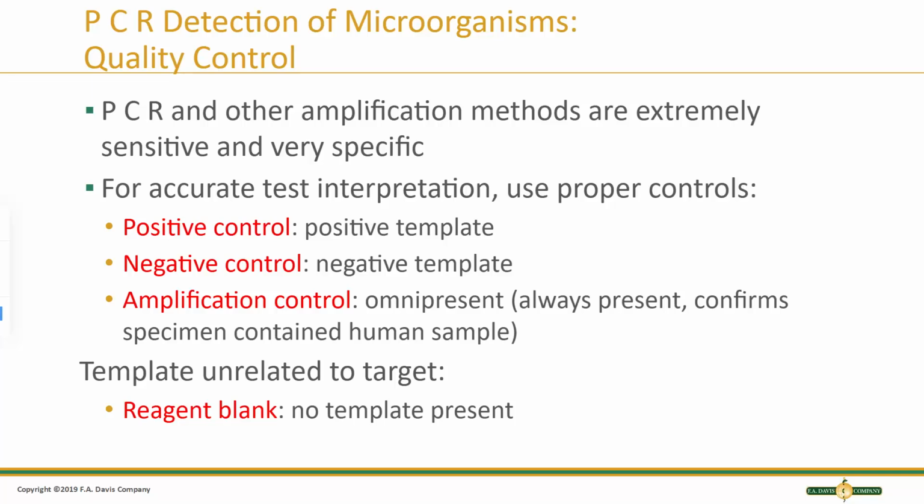PCR and other amplification methods are extremely sensitive and very specific. For accurate test interpretation, use proper controls. A positive control would contain the positive template. A negative control would contain the negative template. And an amplification control is omnipresent, so it's always present. It confirms that the specimen contained human sample, and it confirms that the amplification system is working properly. The template is unrelated to the target. Reagent blank, no template present.